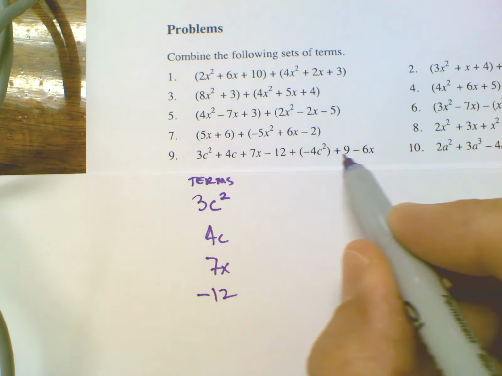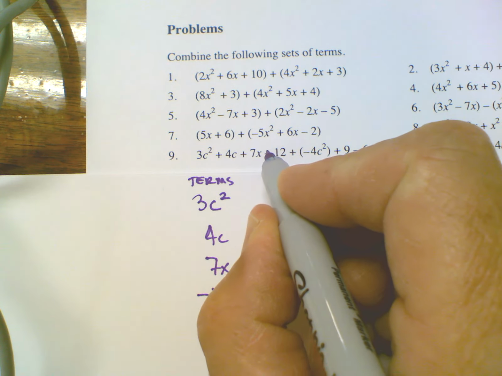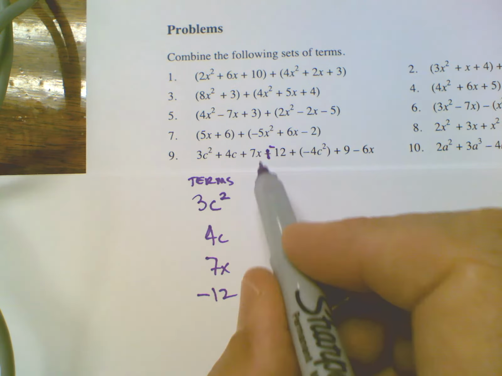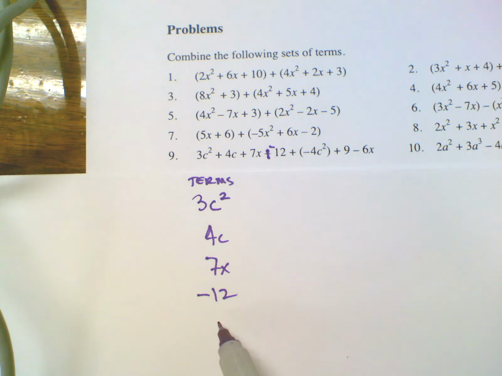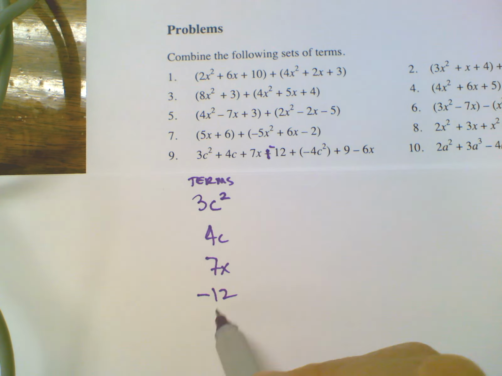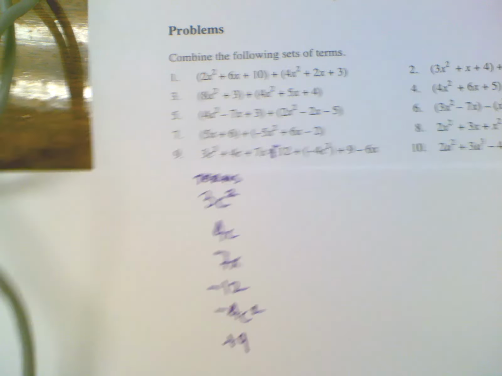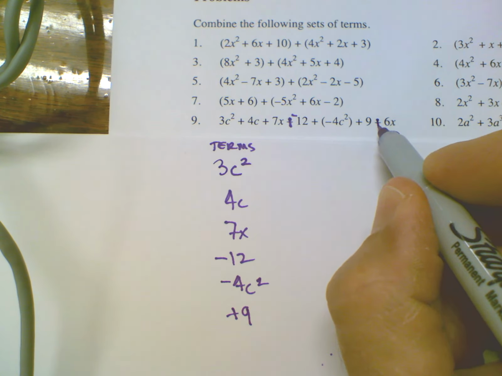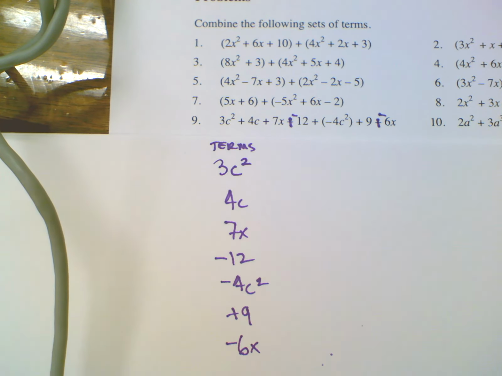Terms are separated by addition and subtraction, but you can always take a subtraction sign and make it plus a negative. Whenever there's a subtraction sign in front of a term or a number, it really means it's a negative. So negative 12, plus, in this case, a negative 4c squared. That's a term. Plus 9, that's a term. And then I could take a subtraction, make it add a negative, so it's a negative 6x. Those are all the terms.